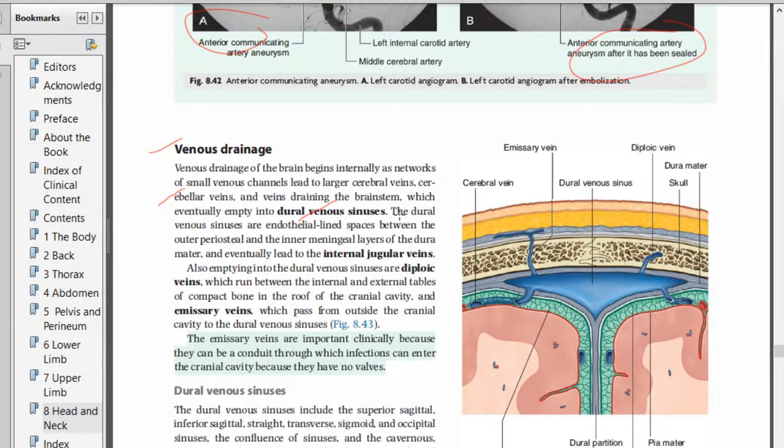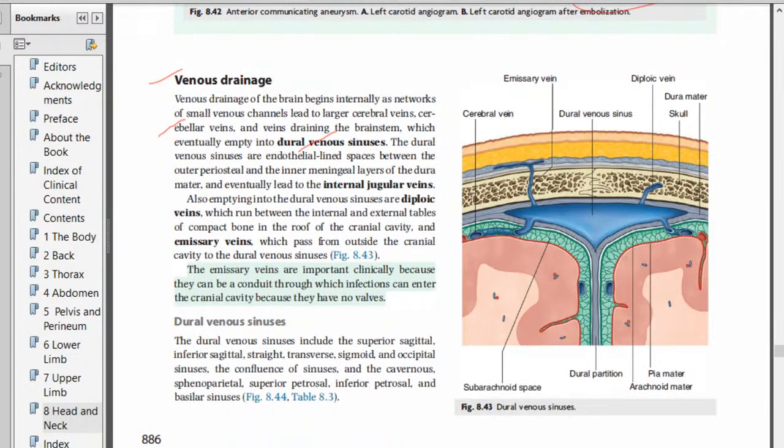If you're wondering what the dural venous sinus is, basically it is at the uppermost part of the sagittal section, where the dura mater splits to give the sinus. In this figure we can see the dural venous sinuses. So let's study first and then we'll go to the figure.